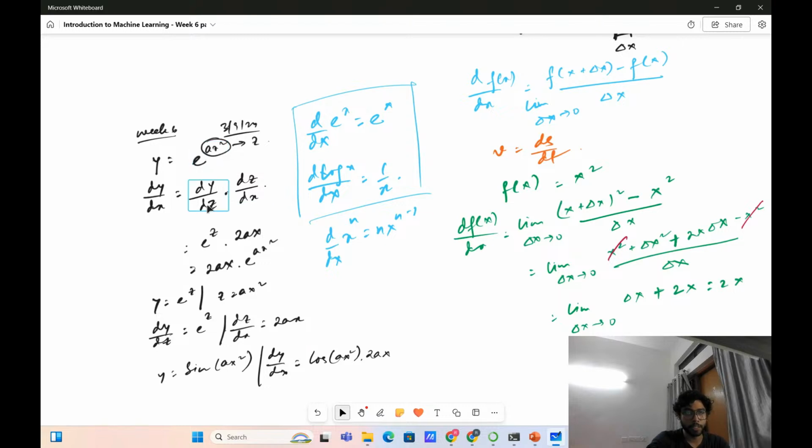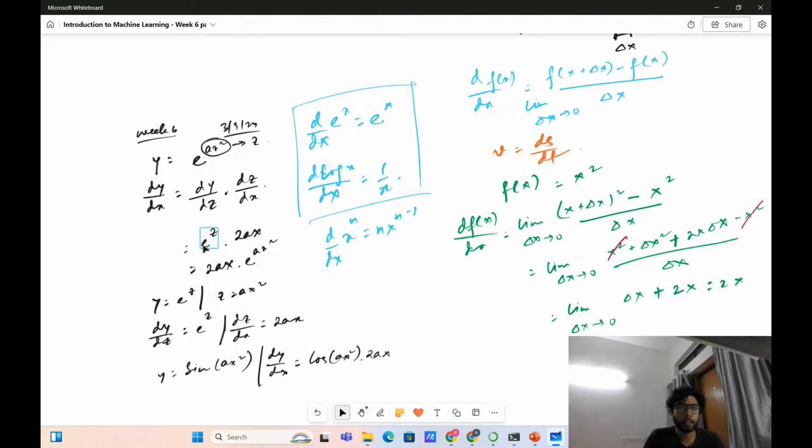So y with respect to z, this is just e to the power of z. So the derivative of y with respect to z is e to the power of z times z with respect to x. So z is ax square. The derivative of ax square with respect to x is 2ax, right? The derivative of x square is 2x, and we have the a in front, so 2ax. Then you replace z with e to the power ax square. So you have 2ax times e to the power of ax square.